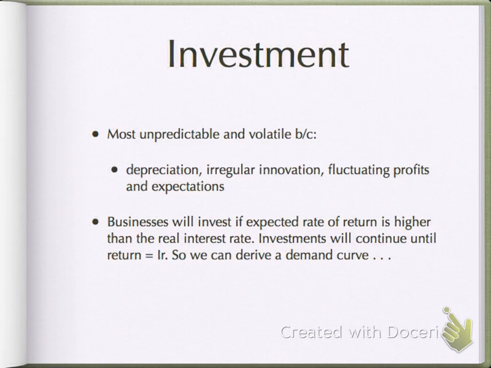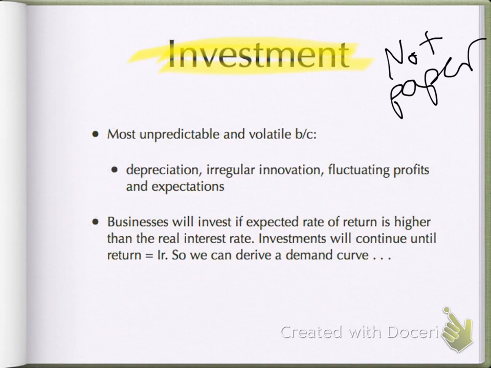Investment, and this is key. You need to know this graph that we're about to do, the investment graph. And again, investment in economics is not paper. This is spending on plant, capital, and equipment. Keynes thought this was the most volatile and unpredictable aspect of the economy.